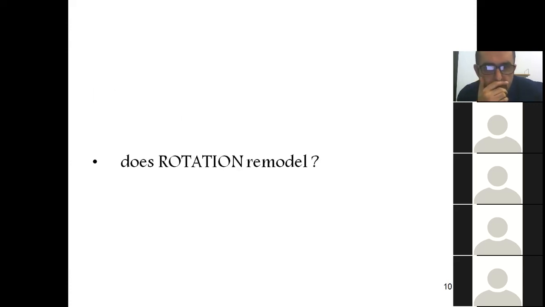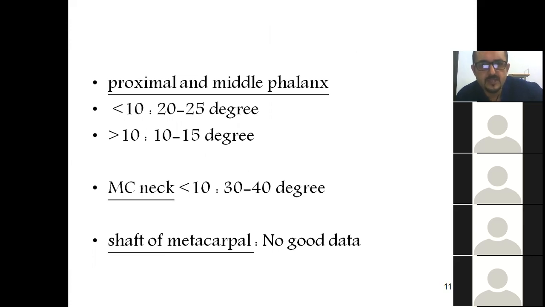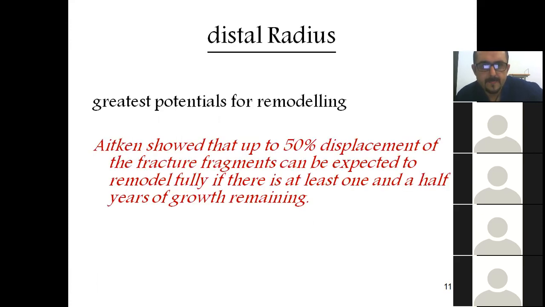Does rotation remodel? No, sir. Yeah, we take it that rotation cannot remodel. It can remodel to some extent, but for exam purposes, rotation does not remodel at all. So regarding proximal phalanx fractures, in less than 10 years, 10 to 20 degrees of angulation is accepted. In more than 10 years, 10 to 15 degrees of angulation is accepted. Metacarpal neck fractures, 30 to 40 degrees of angulation is accepted in less than 10 years. And for the shaft of the metacarpal, we don't have good data regarding that.